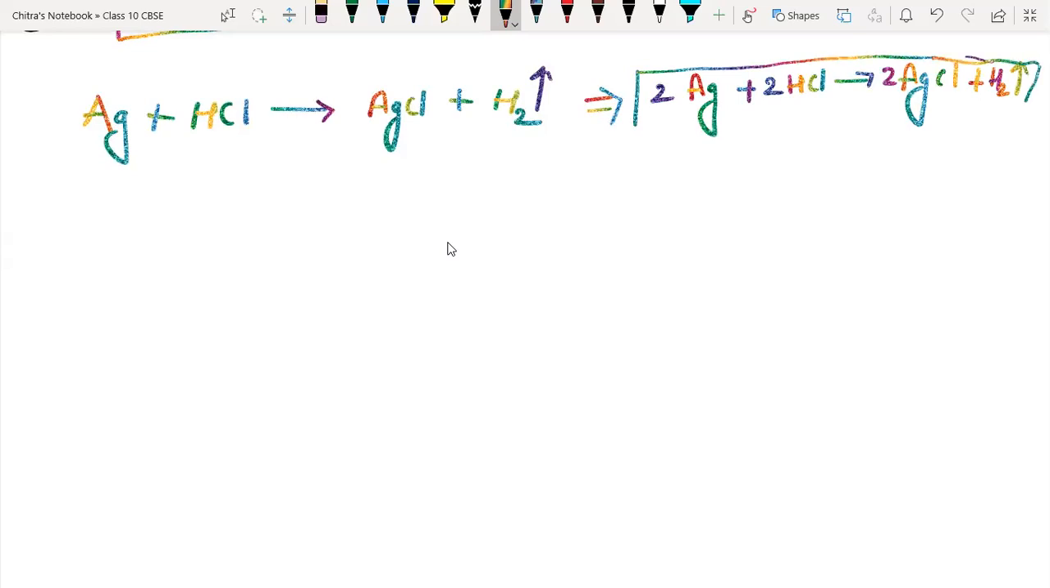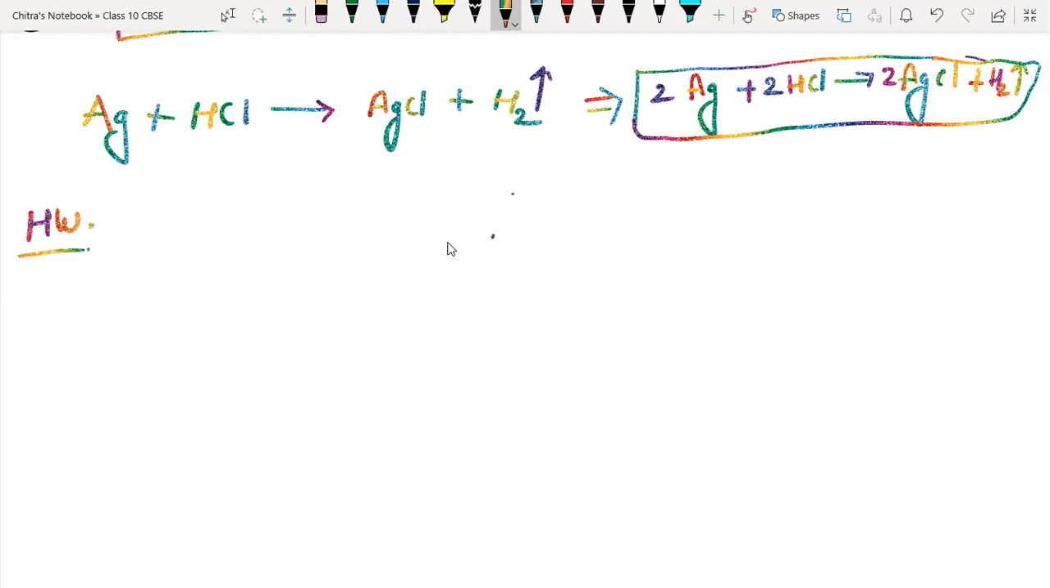Okay, any doubt till here? No, sir. So you will be able to balance any chemical equation if it comes in your examination. Okay, give another equation to solve? Yes, so it's for your homework.